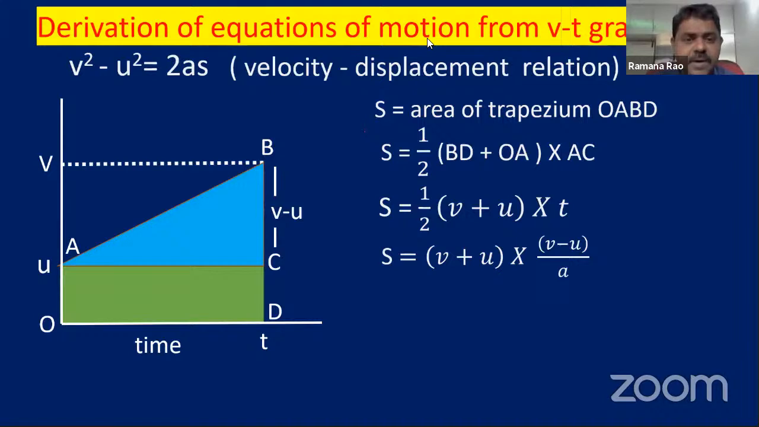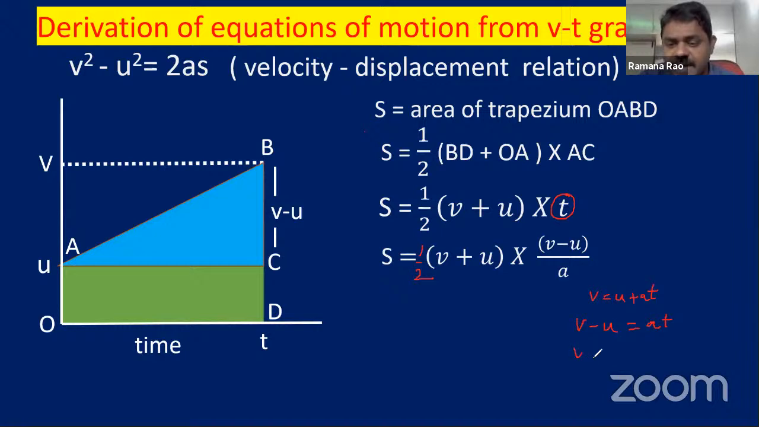It is very important to simplify this one. So here this is half into V plus U into T. So again we are substituting T here. We know that V is equal to U plus AT. So V minus U is equal to AT.